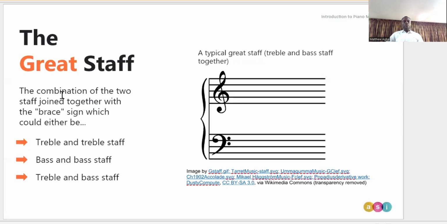Next, we look at the grand staff. The grand staff simply refers to the combination of two staffs. It could be treble and treble, bass and bass, or treble and bass staff. Conventionally, we use the bass and the treble staff, that is bass for the left hand and treble for the right hand. It has a line or a symbol that joins both of them together. It is known as the brace. The brace sign joins the two staffs together to make it a grand staff.